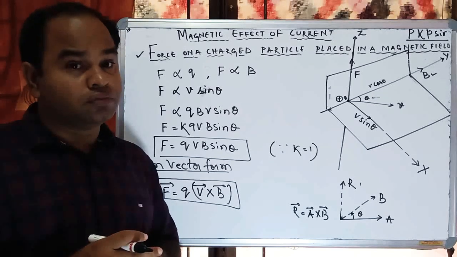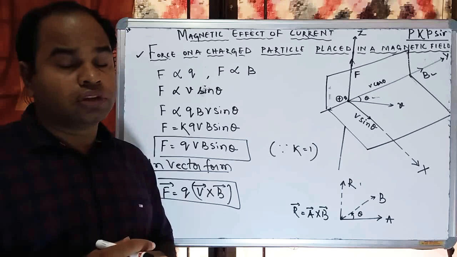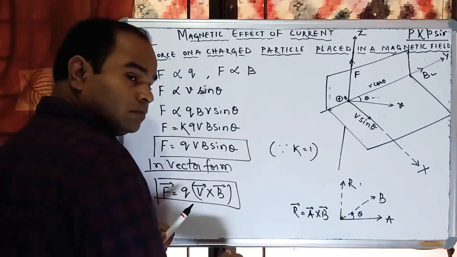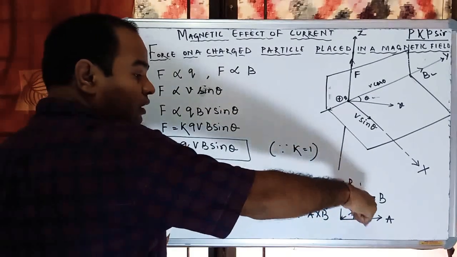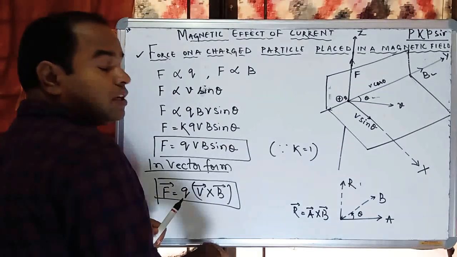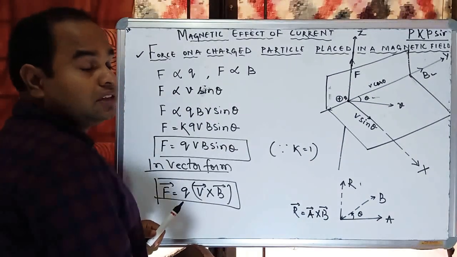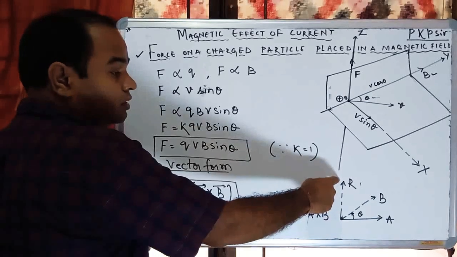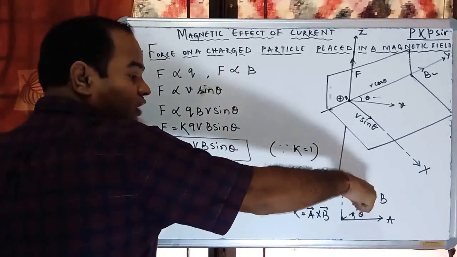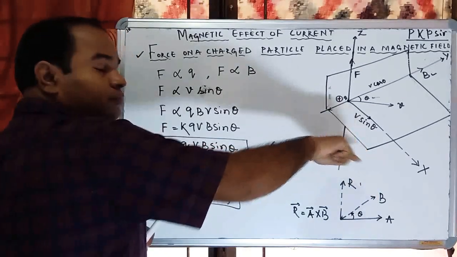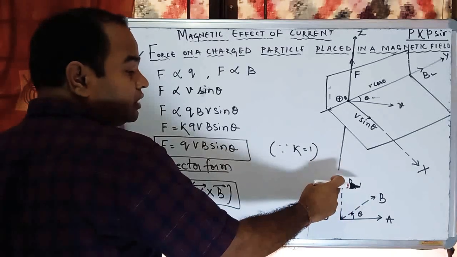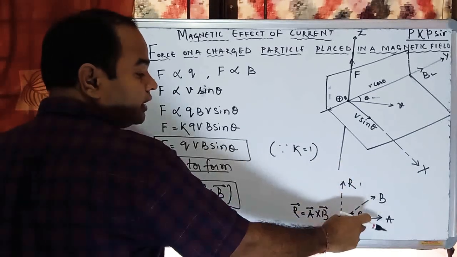We know the screw rule. From the screw rule, we can say that if you move from A to B, the direction of the screw gives the direction of the resultant, so it will be along this direction, like this, A to B. Or we can say the direction of the resultant is perpendicular to the plane containing A and B.